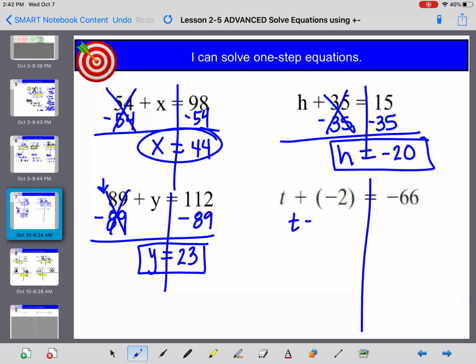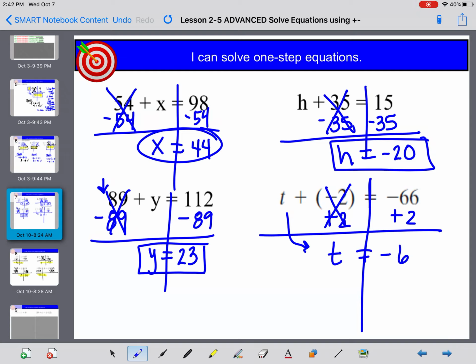This next one, t plus negative 2. Again, this is one of those you could have rewritten as t minus 2 equals negative 66. That would give you the same answer. But I want to make this a 0, so I add 2 to both sides. T is all that's remaining and equals negative 64. And that's the correct answer there.